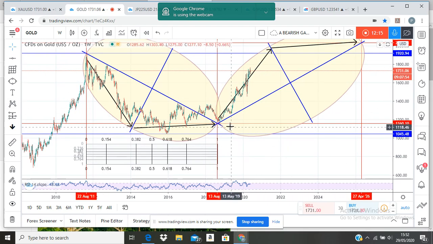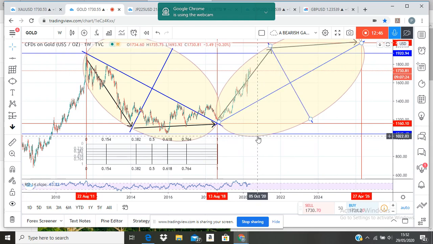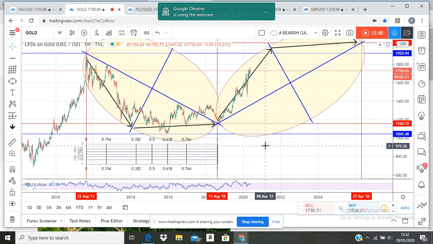Now, until this ellipse is complete, price will not come below this line, this level. Price will not come below this level, because the price will be contained in this ellipse until the ellipse is complete. Until it is completed, price will not come outside or below this ellipse here.